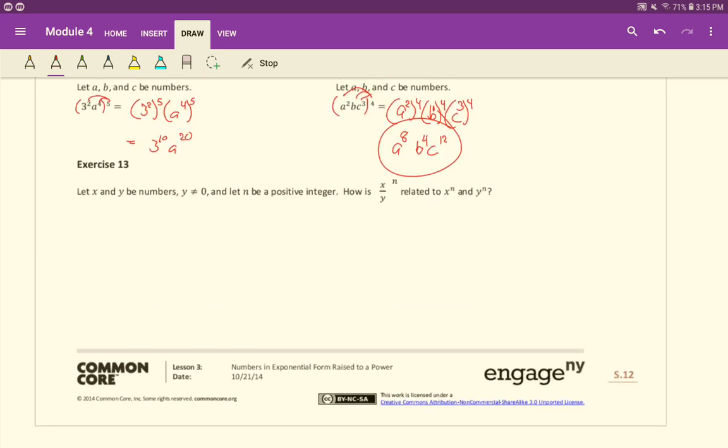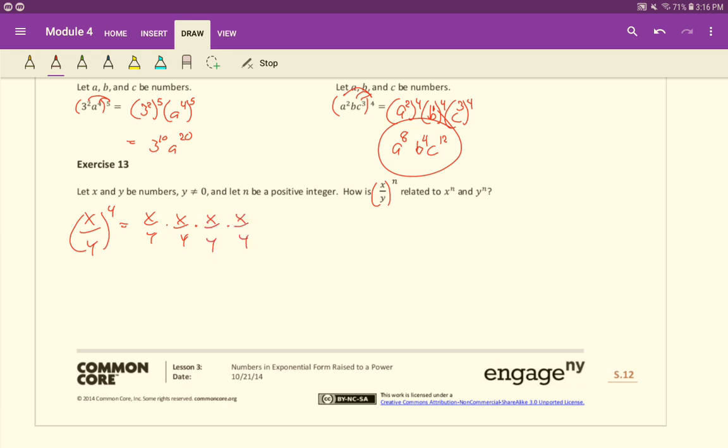Okay, last problem here. Exercise 13. Let x and y be numbers. y is not 0. And let n be a positive integer. How is x over y to the n related to x to the n and y to the n? So here, okay, we're going to use a similar property. So let's take a look here, for example, if we had x over y to the 4th. Well, that would be x over y times x over y times x over y times x over y, right?